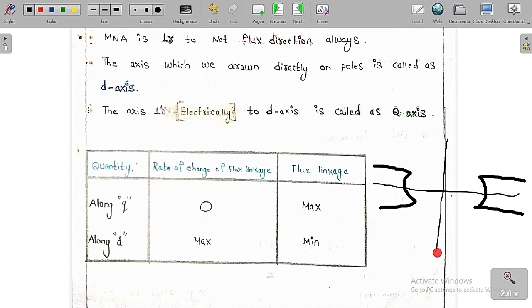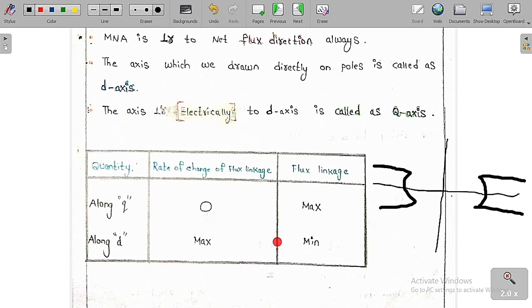So therefore we always have to keep the brushes along the MNA, because at that instant the flux linkage is maximum, but the rate of change of flux linkage is 0. So whatever EMF is induced at the brushes, whatever EMF is induced in the coils at this q-axis, is always equal to 0. If any coil is along the d-axis, the overall area passing through this field is minimum. Therefore the flux linkage is minimum, but the rate of change is maximum.